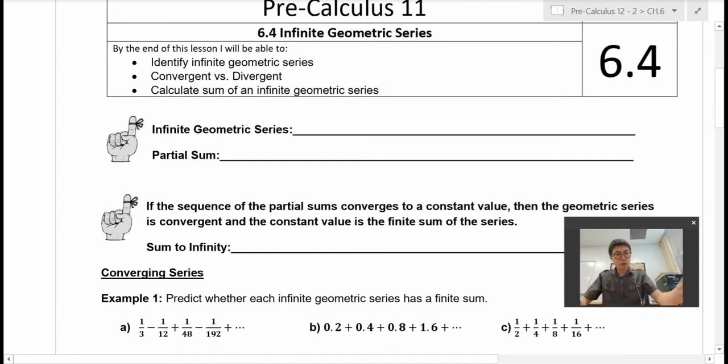All right, welcome to the last lesson of Unit 4. We are looking at infinite geometric series. So the difference between last lesson and this lesson is, well, we are dealing with infinite series. Okay, so what is that?